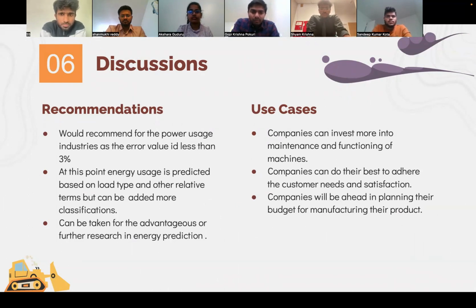Use case. One use case of this model is that companies can successfully invest vast amounts of money and time into the maintenance and proper functioning of their machines and devices. These companies can do their best to match customer needs and desires with the manufactured product.